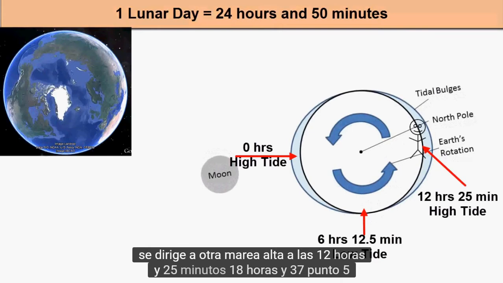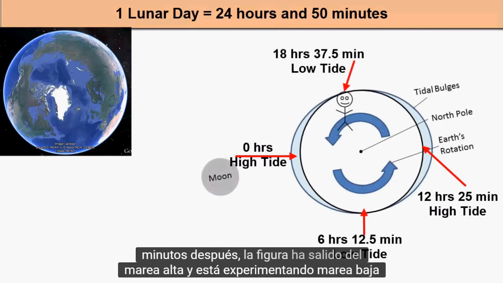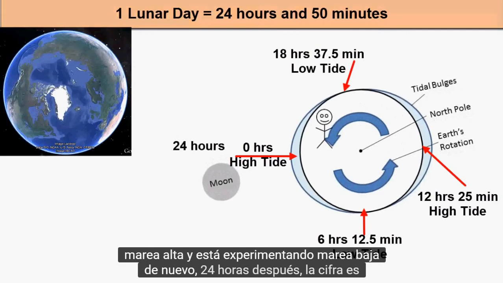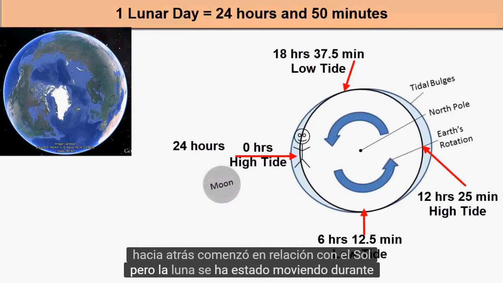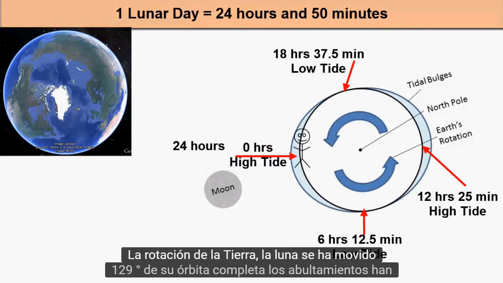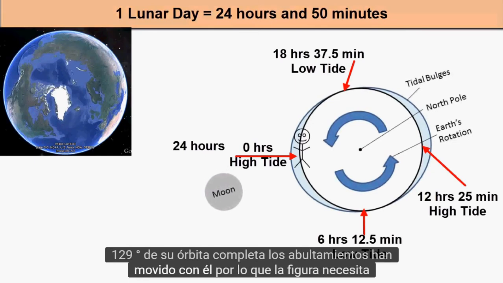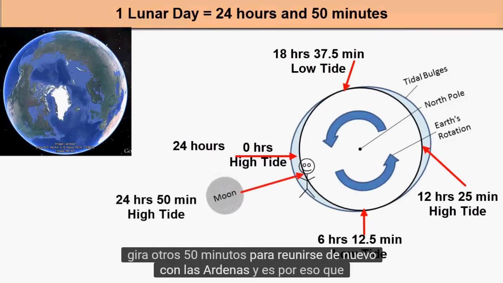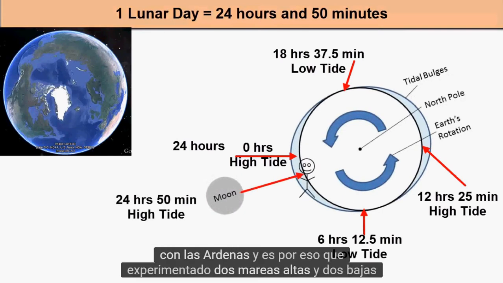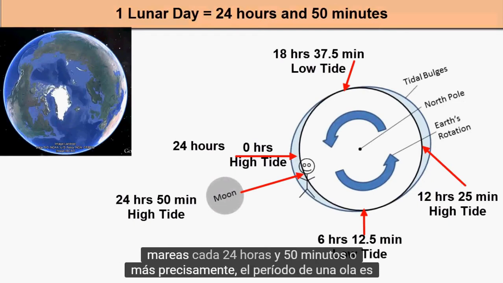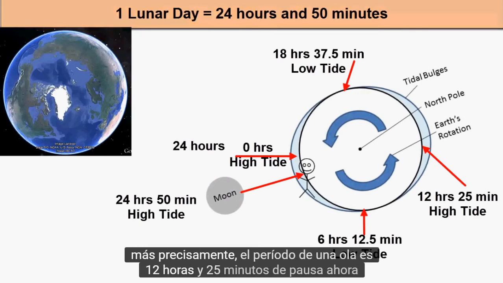18 hours and 37.5 minutes later, the figure has left the high tide and is experiencing low tide again. 24 hours later, the figure is back where it started relative to the Sun, but the Moon has been moving during Earth's rotation. The Moon has moved 1/29th of its full orbit. The bulges have moved with it. So the figure needs to rotate another 50 minutes to meet back up with the bulge. And that's why we experience 2 high tides and 2 low tides every 24 hours and 50 minutes. Or, more precisely, the period of one wave is 12 hours and 25 minutes.